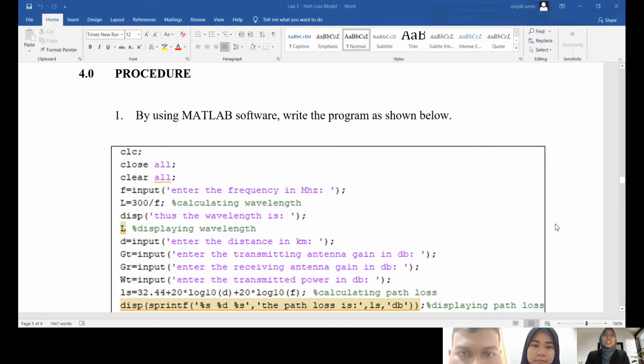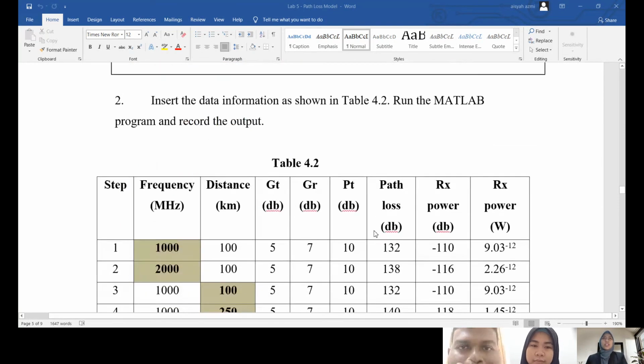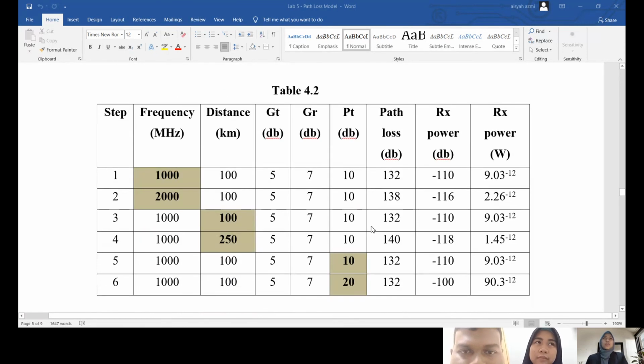Okay, for the procedure, by using the MATLAB software, we write the program as shown below. So we insert the data information as in Table 4.2. For steps 1, 3 and 5, we use the same variables: frequency is 1000 MHz, distance 100 km, GT 5, GR 7, PT 10. The result is path loss 132, Rx power in dB is negative 110, Rx power is 9.03 picowatt.